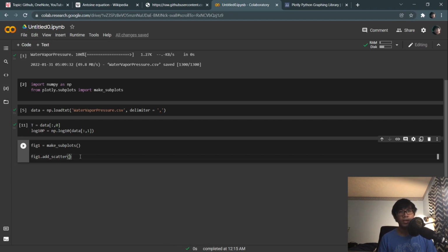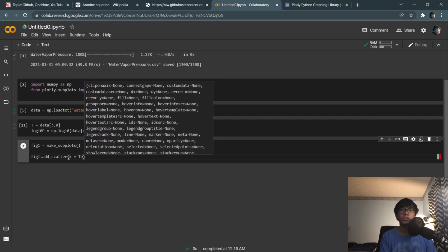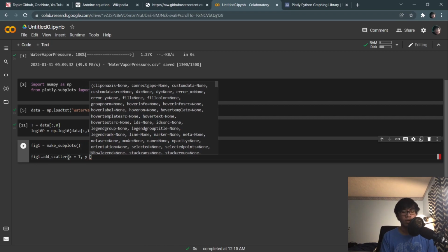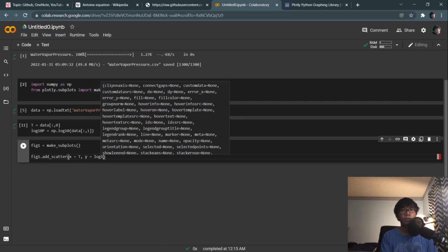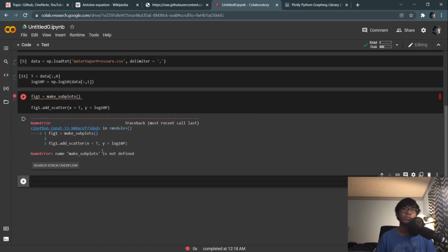Figure1.add_scatter. So again, functions use parameters, and I didn't put any parameters in the line of code right here because, you know, NumPy is pretty smart and it just has defaults if you don't put anything in. But here's actually where we need to input the data. So we have our X and Y. So X is our temperature, or actually just T. And y, what is our y? Y is our log base 10 of p.